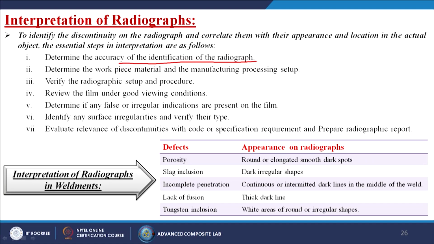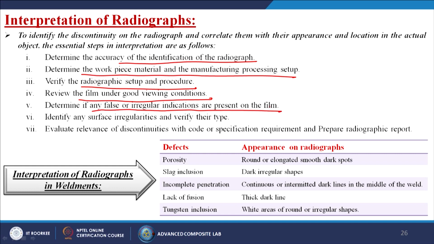Now, to determine the accuracy of the identification of the radiograph: determine the workpiece material and the manufacturing processing setup, verify the radiographic setup and procedure, review the film under good viewing conditions, determine if any false or irregular indications are present on the film, identify any surface irregularities and verify their type, evaluate relevance of discontinuities with code or specification requirements, and prepare the radiographic report. So, generally, the interpretation of radiographs in weldments, I am giving an example.